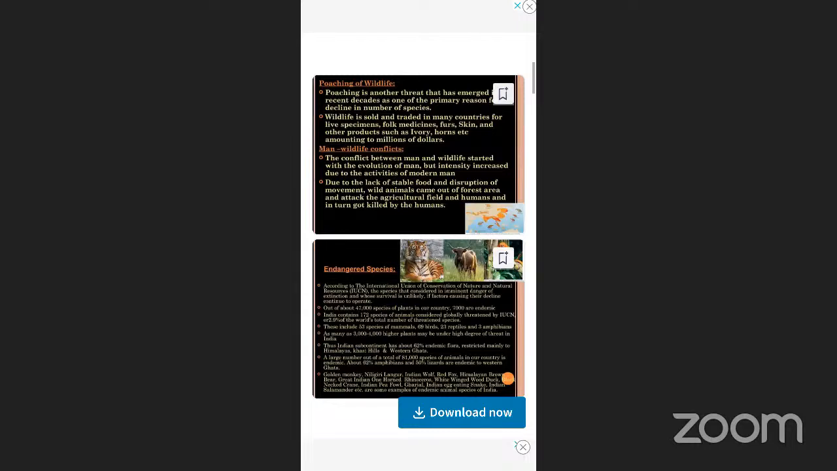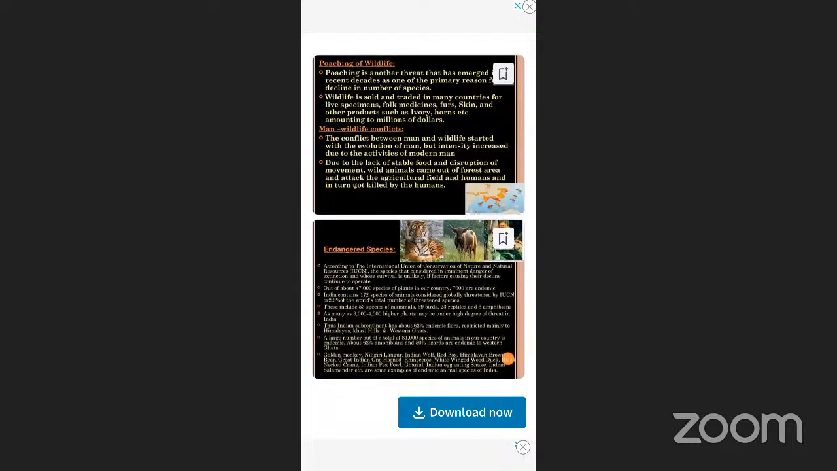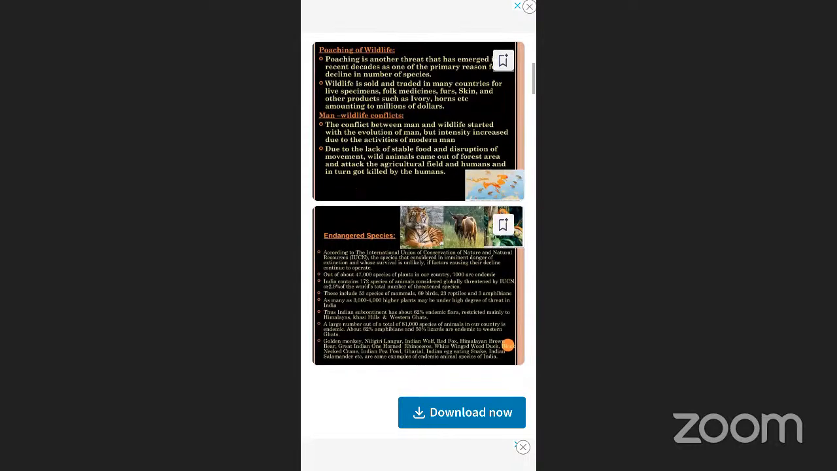Next one, endangered species, especially those that grow in a particular area. For example, some of the Cycas species can grow in a particular area. In Odisha also, in Nabarangpur district, they can grow. Some of the endangered species.